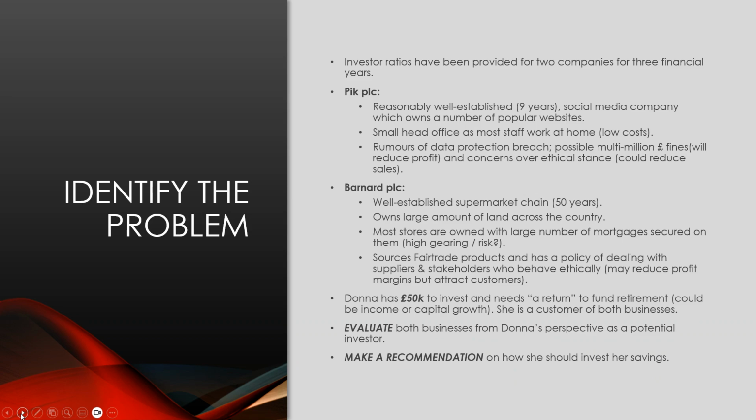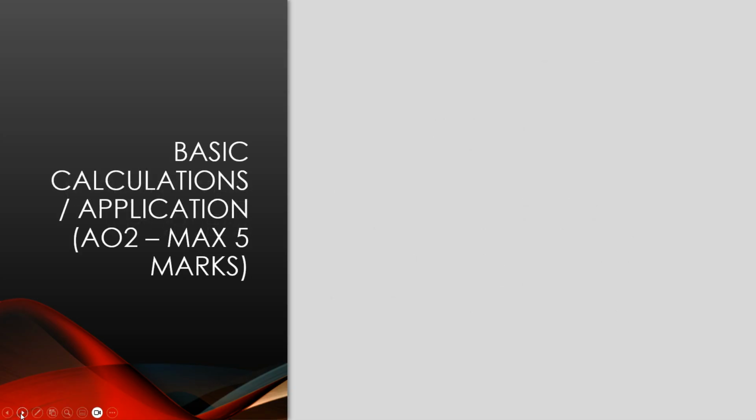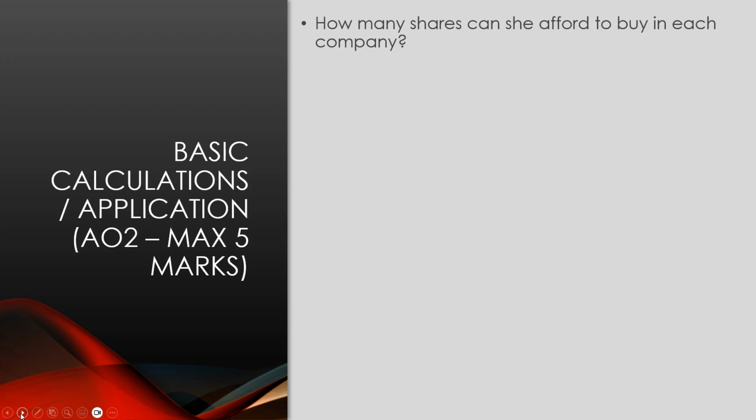Or, in extreme cases, maybe she would be best advised not to invest in either of them, to put her money in a building society or a bank. So basic application marks, this is where we're going to get the AO2, a maximum of 5 marks there, but without doing the AO2, you've got nothing to hang the AO3 on. So you really need to be aiming to achieve at least 5 AO2 marks with any of these essays.